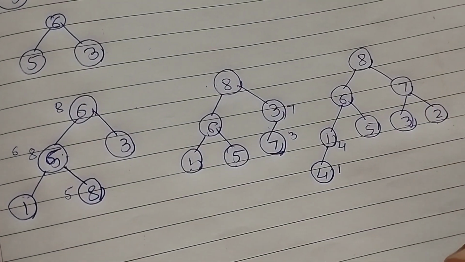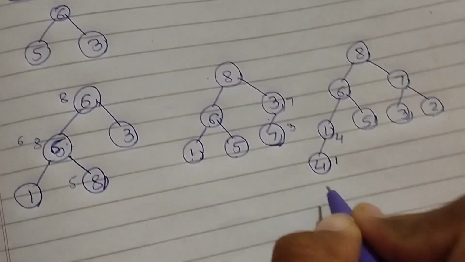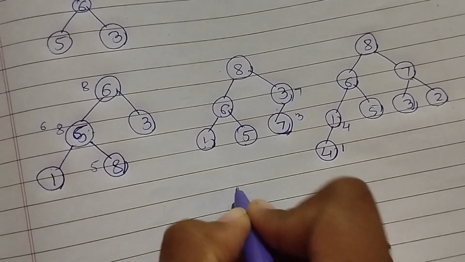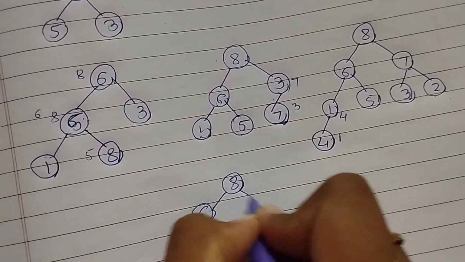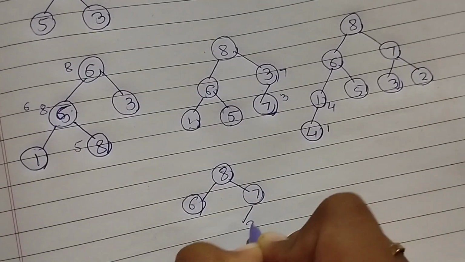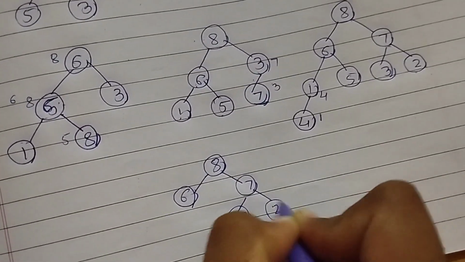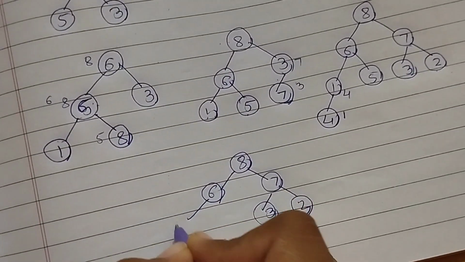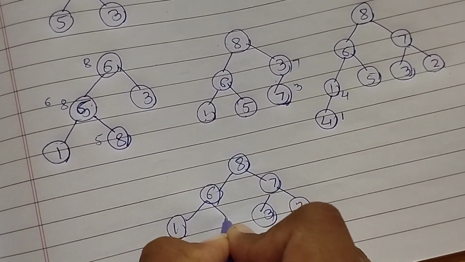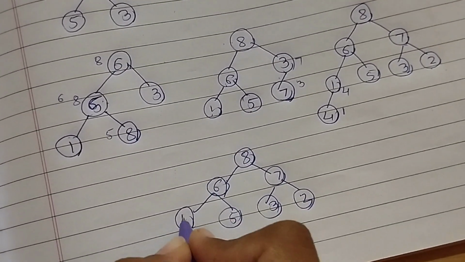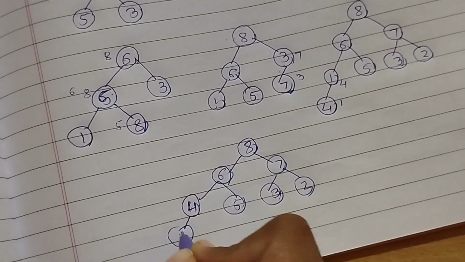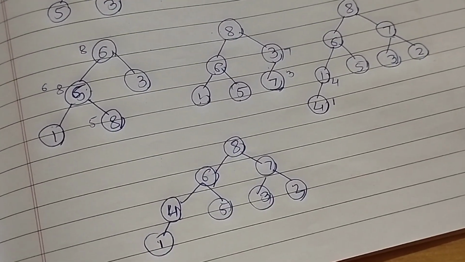Again no swapping is required. So now the last heap is like 8, 6, 7, 3, 2, and sorry, here is a 4 and here is 1. So this is our heap.